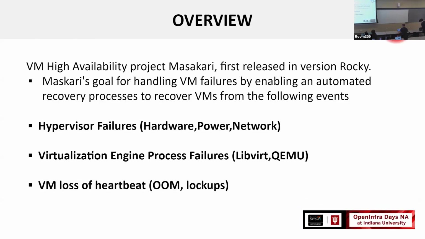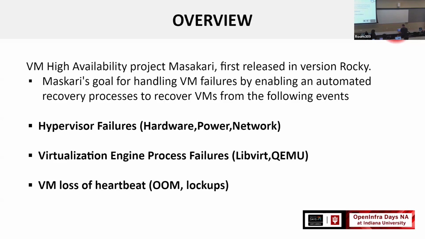All right, let's go over an overview. Masakari, the VM high availability project, was first released in the Rocky version. The goal for Masakari is to handle VM failures by enabling an automated recovery process for the following events. Number one is hypervisor failures: the computer crashes, loses connection to the network, or loses power. Those types of things.